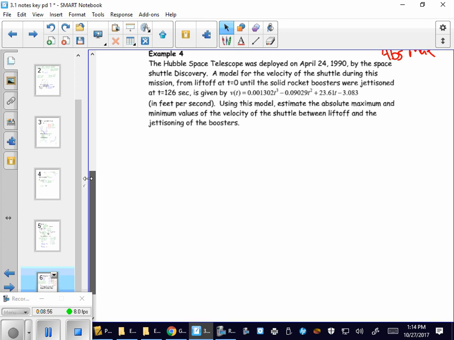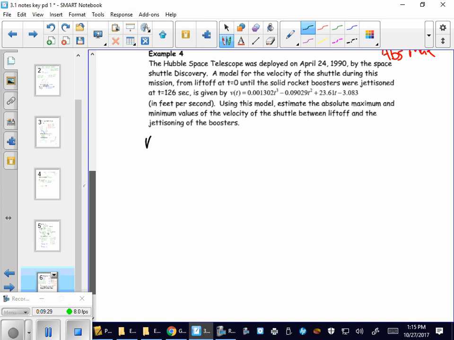Excuse me. So what we're trying to find, we're going to use the model to estimate the absolute maximum and absolute minimum values of the velocity of the shuttle from liftoff to when they jettison the boosters. If we need the absolute max and absolute minimum value of the velocity, that means we need to take the derivative of the velocity because we need to find its critical values. This is not something that you would do without a calculator. This is a calculator problem. You can tell by the awful decimals out in front.